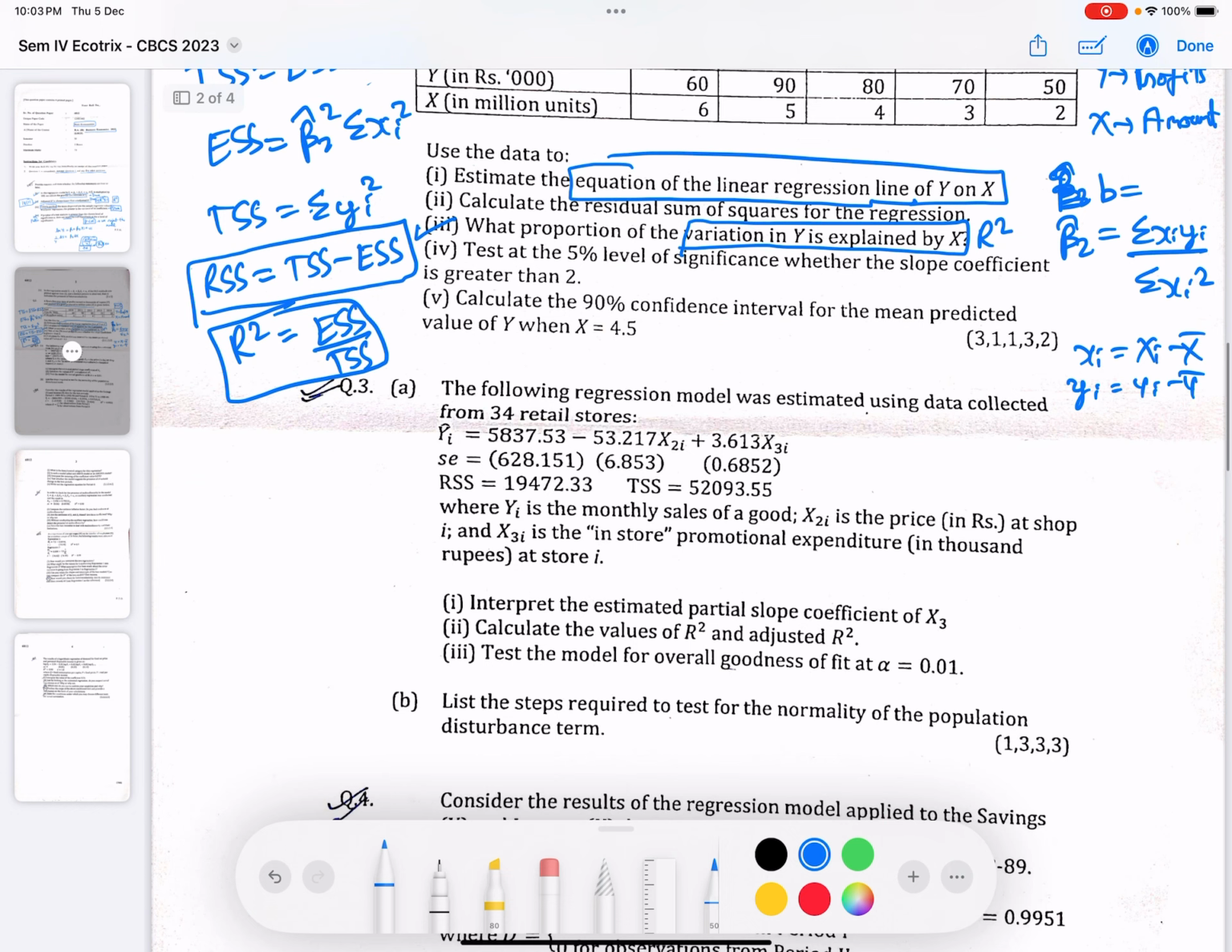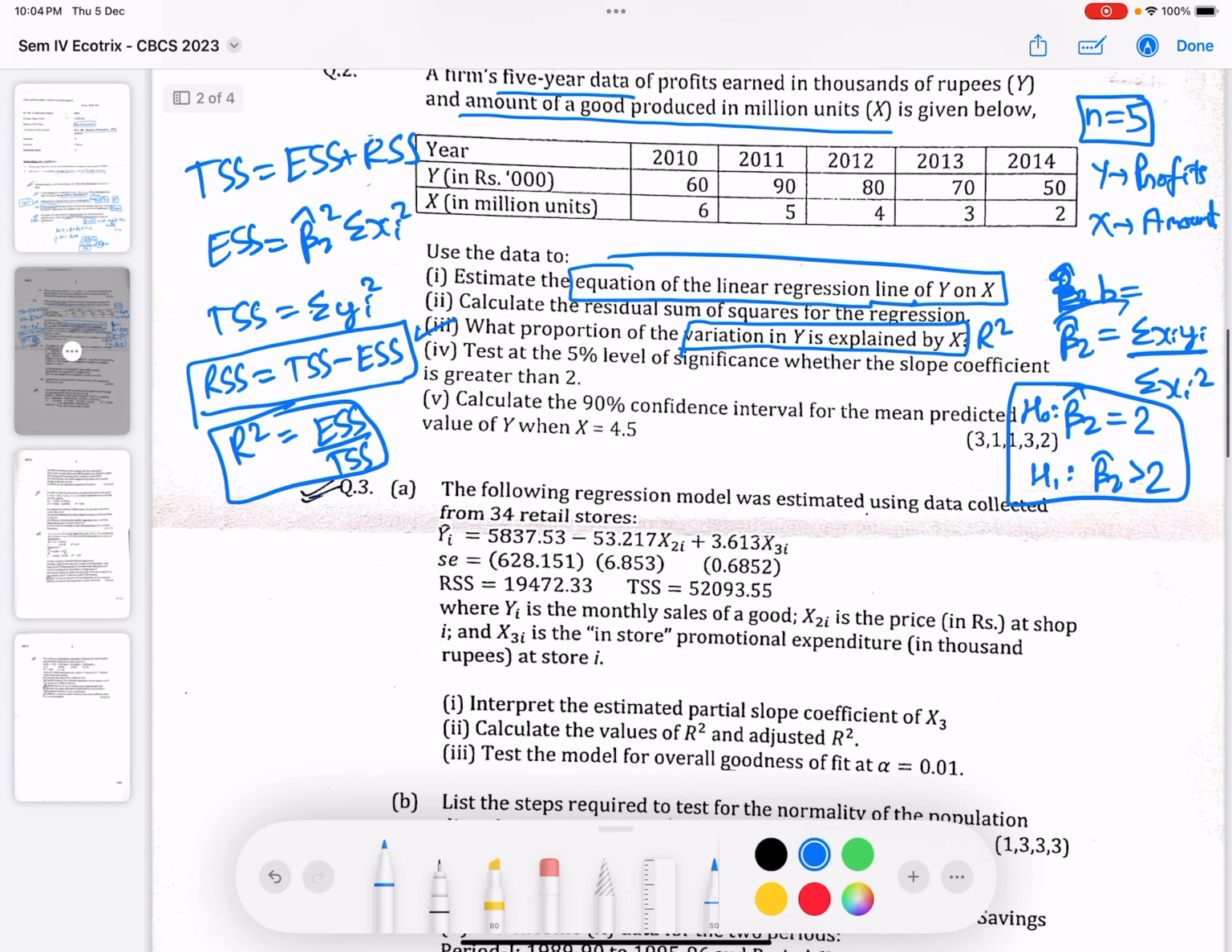Now looking at the fourth part, they want us to test at the 5% level of significance whether the slope coefficient is greater than 2 or not. So our null hypothesis would be H naught: beta 2 equals 2, and H1 would be beta 2 greater than 2. With the help of beta 2 that we have already found through the normal equations, we can check and verify whether it is coming out to be greater than 2 or not. And accordingly, we can find whether the slope coefficient is greater than 2 or not.